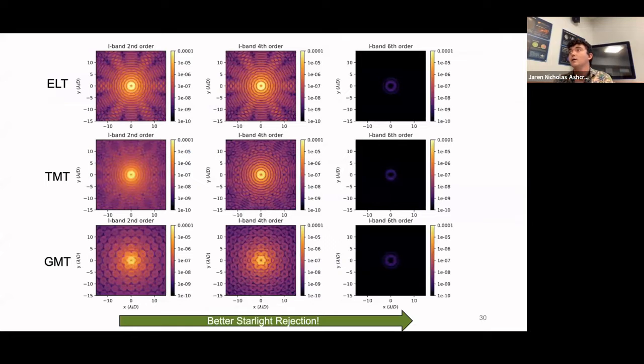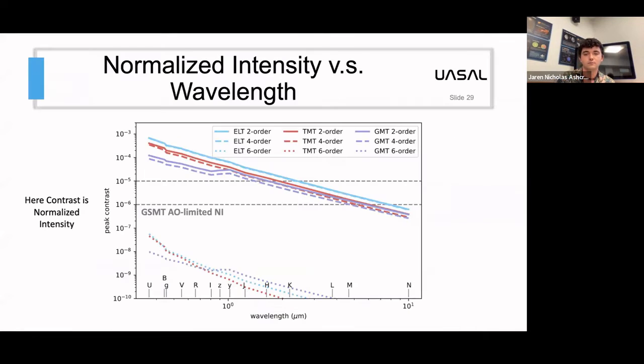Jaren, one question. Yeah. Can you go back one slide? So you're evaluating that contrast at a given working angle. It's actually just the maximum. So it's not a particular given working angle. It's the best contrast that you achieve. But the second, fourth, and sixth order all have different inner working angles, right? Yeah, so they're all different working angles. Essentially you get the resulting field, do np.max on that, and find the worst case in the focal plane.